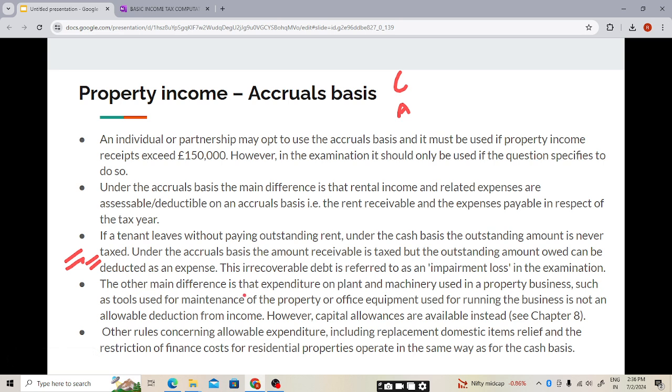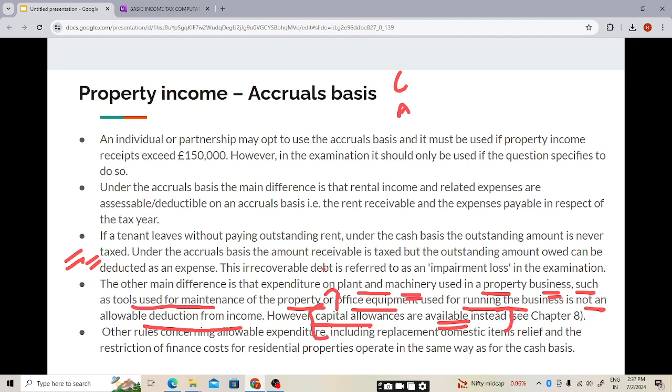The other main difference is the expenditure on plant and machinery used in property business. Under the cash basis, what we saw, capital expenditure on land and building is not allowed. Capital expenditure on plant and machinery is allowed. But under the accrual basis, tools used for maintenance of property or office equipment used for running the business is not an allowed deduction from income. However, capital allowances are available. What is available? Capital allowance.